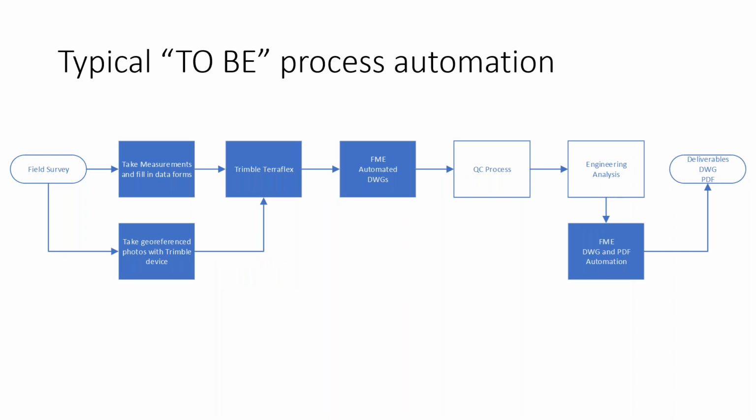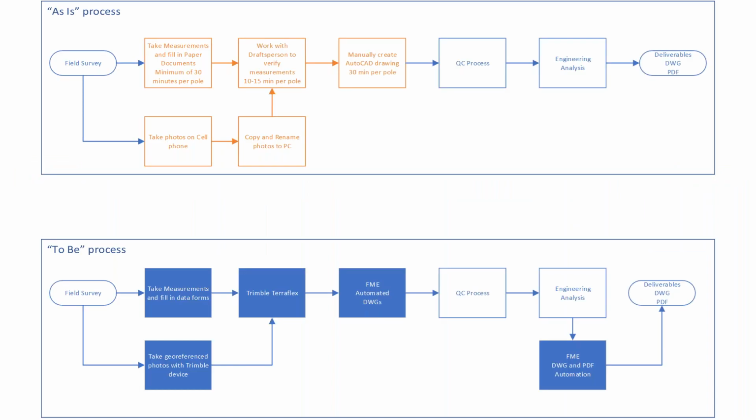Let's take a look at the 2B process. And you'll notice that the 2B process, where we've tweaked and automated things here or changed the process, these are shown in blue. So of course, you're still gonna have to take measurements and collect data in the field, but we're gonna be doing that through forms on the Trimble Terraflex device. The photos, again, with the Trimble Terraflex device are gonna be brought in. And then using FME, we'll automate that information to create the drawings. Now let's just overlay the as-is and the 2B process on the same slide.